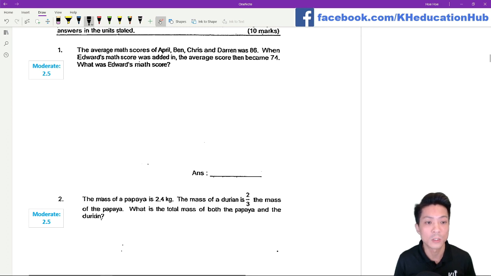Let's go on to paper 2, question 1. The average math scores of April, Ben, Chris, and Darren was 86. When Edward's math score was added in, the average score became 74. What was Edward's math score? So now we need to find the total of A plus B plus C plus D. That would be 86 times 4.